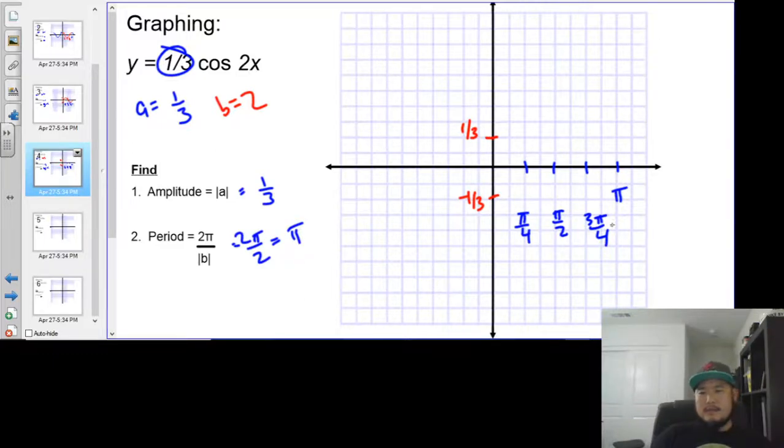Okay? Because it's 3/4. So since this is cosine, it starts up at the maximum. So at 0 and 1/3, that's where we start. And then it makes its way down to pi over 4, continues down to pi over 2. Then it's going to go up to 3 pi over 4, and then back up to pi, 1/3, before it begins to repeat the cycle over and over again.